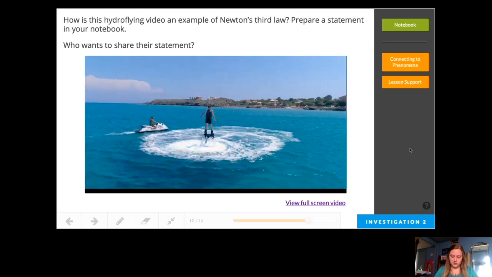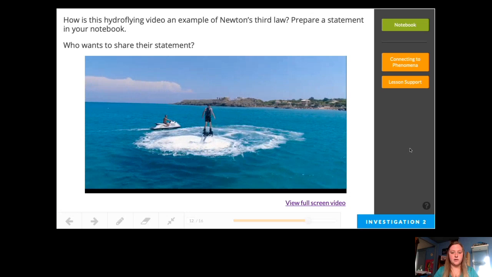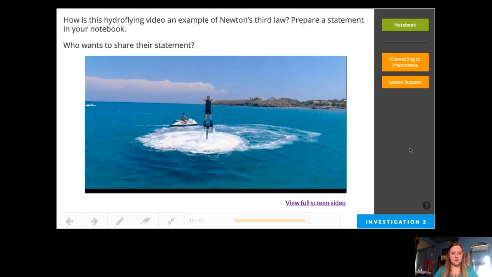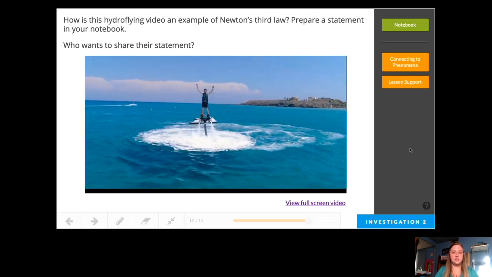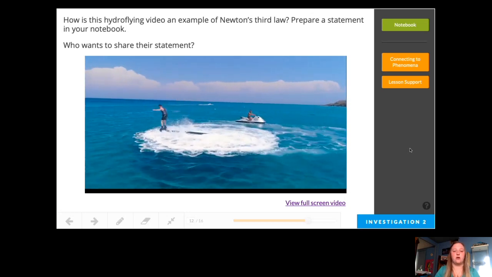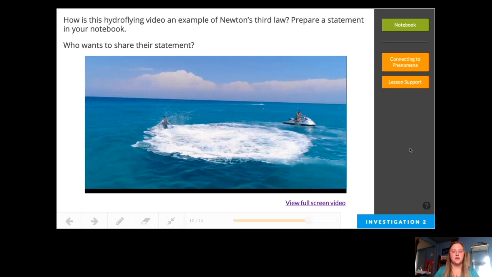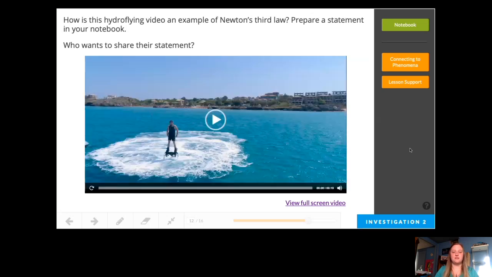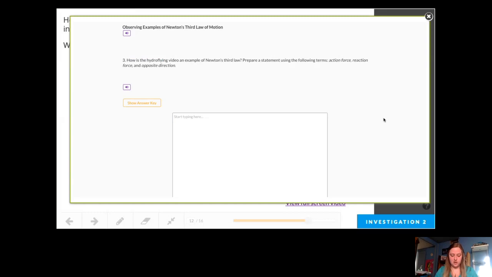So it looks like he's on a jetpack of some kind that is pushing him up into the air. That looks like a lot of fun. I feel like I would probably fall off almost immediately. Okay, so let's look at the question that our notebook had about this. How is the hydroflying video an example of Newton's third law? We need to use the terms action force, reaction force, and opposite direction.